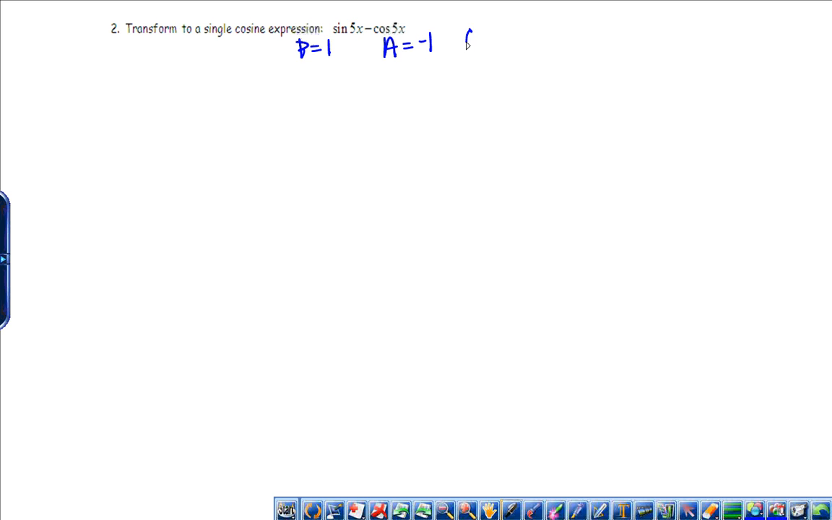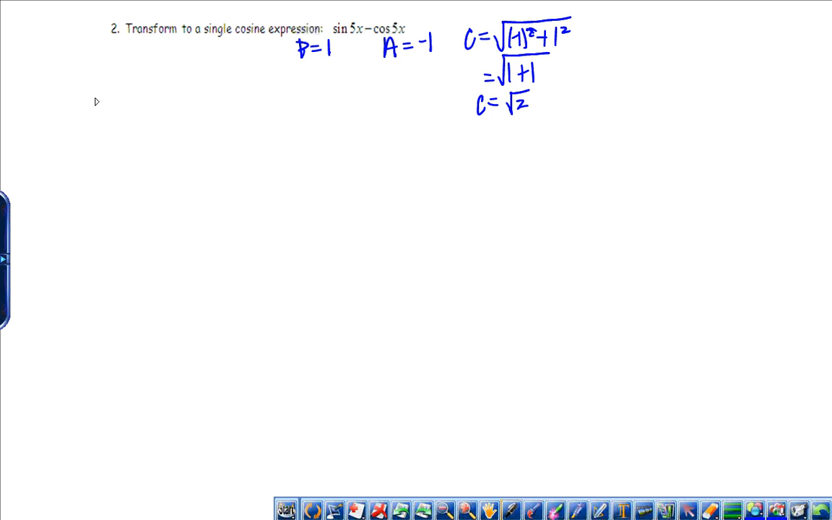Okay, so let's find our C value. So we're going to square root the -1 squared, and then we're going to square B. Okay, so -1 squared plus 1 squared. So my C value is the square root of 2.